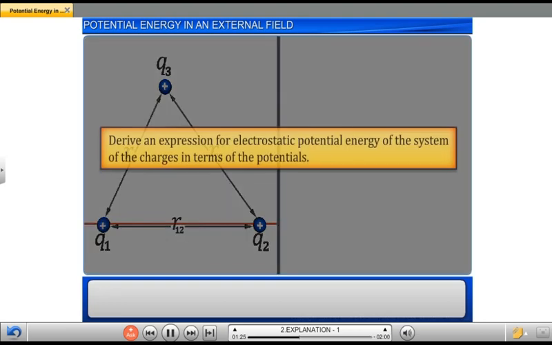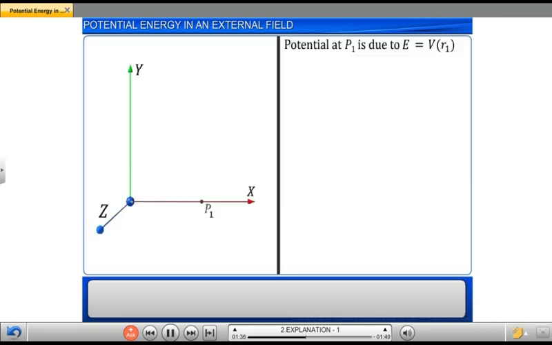Let us now derive an expression for the electrostatic potential energy of the system of charges in terms of the potentials. Let V be the potential at a point P1 in the electric field E produced by a source charge. Here, R1 is the position vector of the point with respect to the origin. Let us consider a charge Q1 at infinity from point P1.